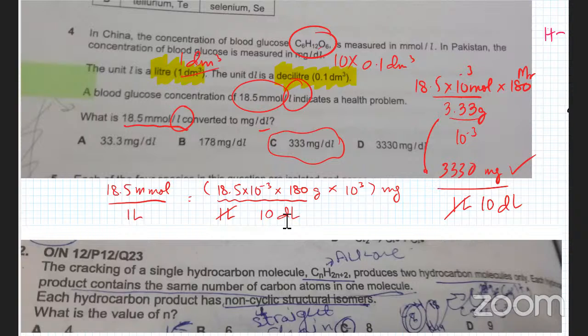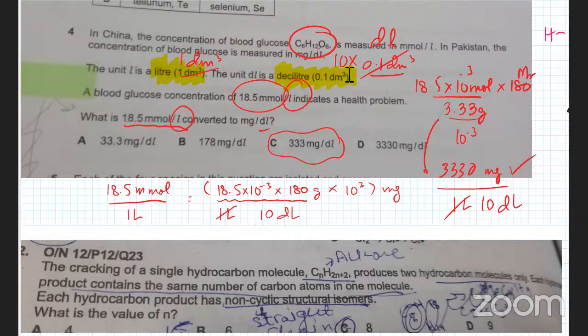But wouldn't 0.1 times 10 be 1? Yeah, 0.1 dm cube is basically a deciliter, right? So I've changed the unit. A deciliter is 0.1 dm cube. So I'm not using 0.1. I'm using 10 deciliters. They didn't want the unit to be in dm cube.